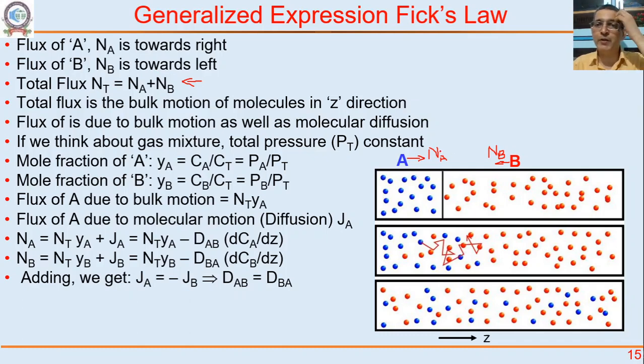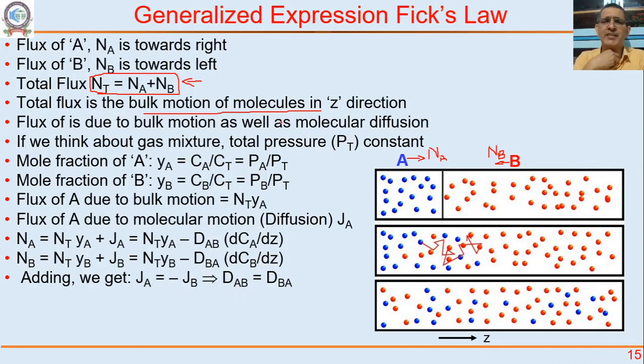Net flux: suppose 500 molecules are traveling from left to right, 300 molecules are traveling from right to left. What is the net transfer? It's 200 molecules to the right. So the total flux is just NA plus NB. And that total flux, those 200 molecules traveling from left to right, is nothing but bulk motion. So the flux of A is because of the bulk motion. Bulk motion is arising out of NA and NB put together. NA plus NB is the net flux.